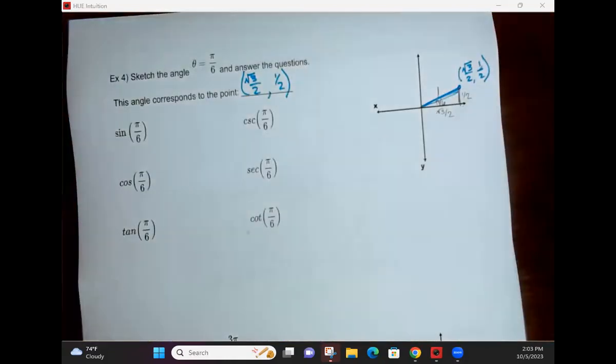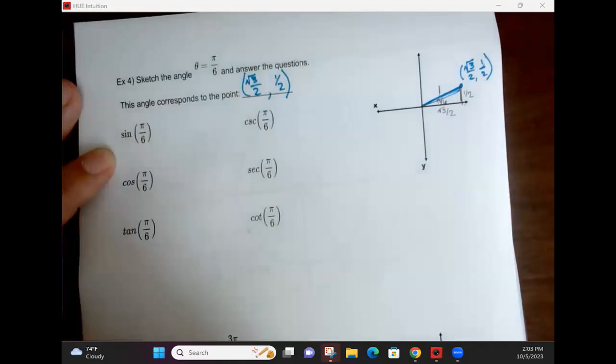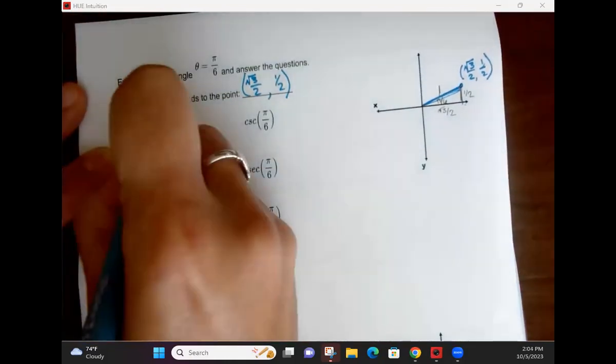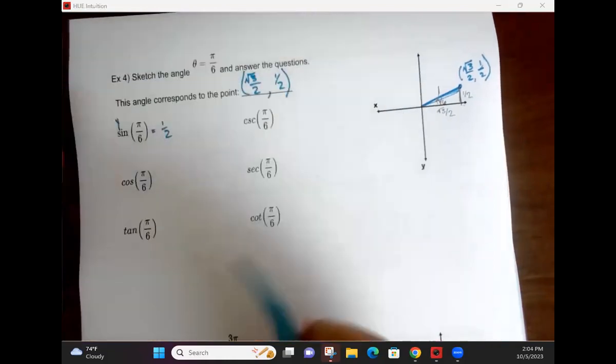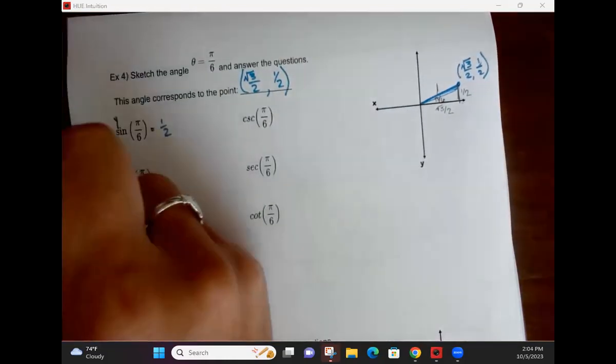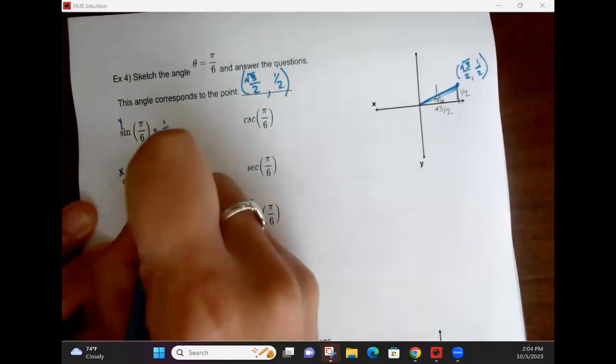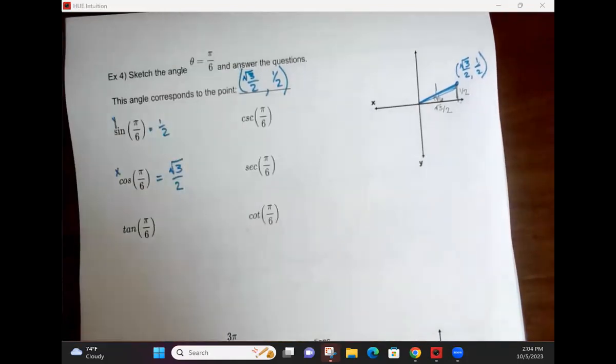So if I want the sine of pi over 6, that would be the y coordinate of that point, which is 1 half. If I've got the point, the rest of this becomes pretty easy. Cosine is just the x value, which would be root 3 over 2.